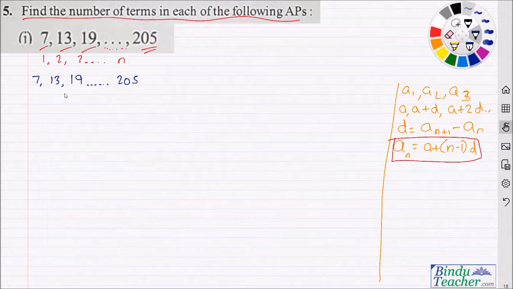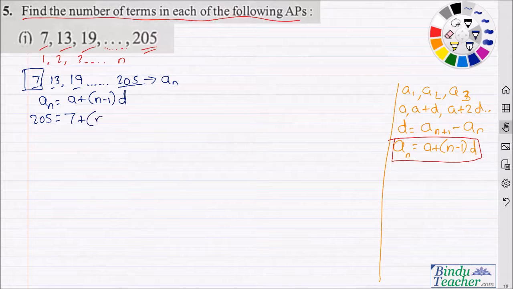Okay, so let's use this formula here, right, and form an equation. So we will write a of n equals a plus n minus 1 into d. Now let's start substituting the values. We know this is a1, a2, a3, but this is a of n, right? This is what we know the value of, but we don't know the term of, right? So we'll write 205 equals the value of a is 7 plus n is what we have to find out, and d. So d is unknown. So what we can do, we can apply this formula to find d.